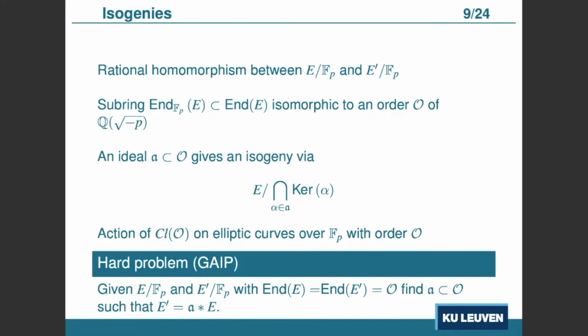As I said, CSI-FiSh is based on isogenies. We know that for a supersingular elliptic curve defined over Fp, the endomorphisms with coefficients in Fp form a ring which is isomorphic to an order of an imaginary quadratic field, let's call it O. And using some standard facts from the theory of arithmetic of elliptic curves, we end up with an action of the class group of O on the family of elliptic curves over Fp with the endomorphism ring isomorphic to O. Then we have the group action inverse problem, which basically says that this action of the class group is actually difficult, hard to invert.